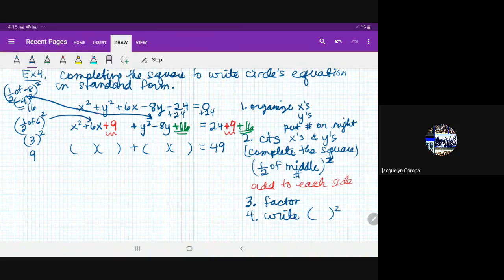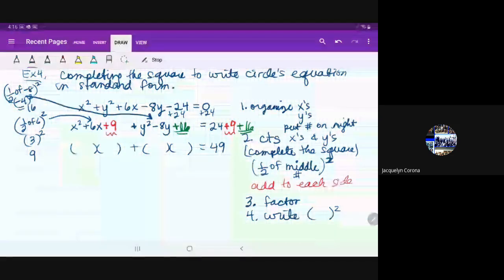So x squared plus 6x plus 9. How does that factor? Anyone know how that factors? It does. It factors to 3 and 3. So that would be x plus 3, x plus 3. And then this one is y minus 4, y minus 4.